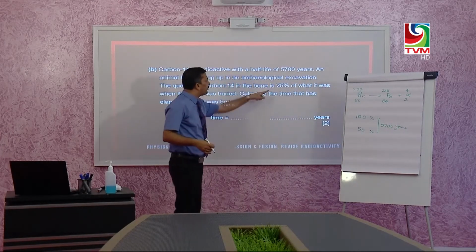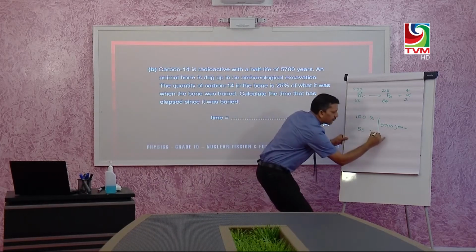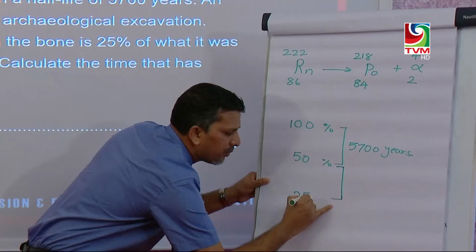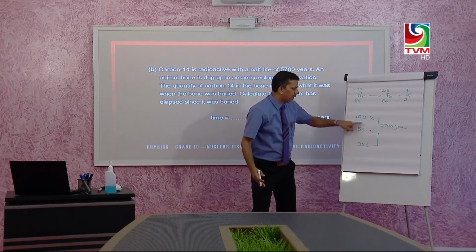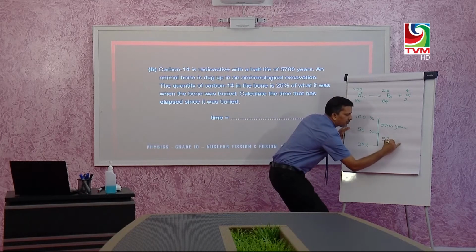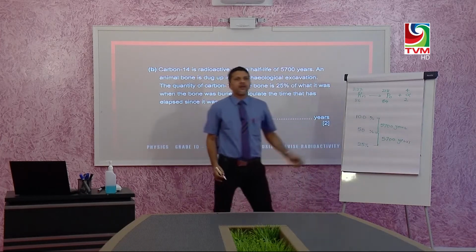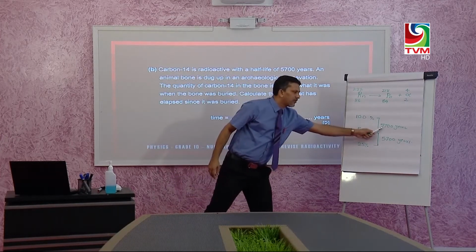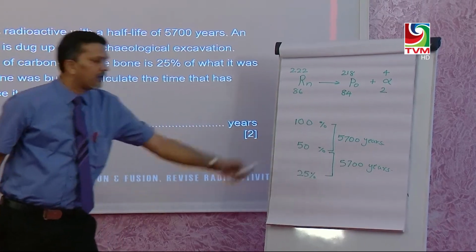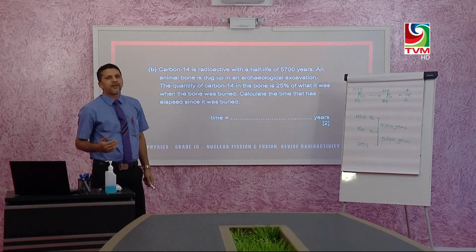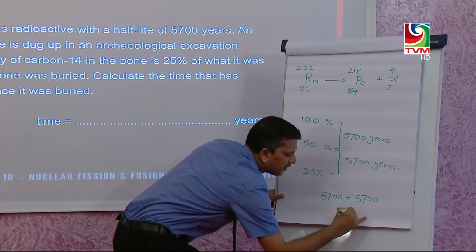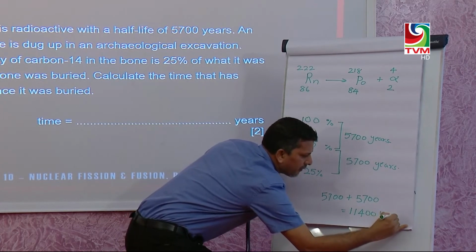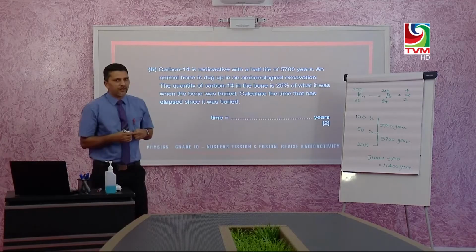Now, at present we have 25% only. So again, half of this one, 25%. So we reached from 100% to 25%. First we fixed 100%, and finally reached 25%. One more half-life, so again 5,700 years. So the total time taken to reach 25% is 5,700 plus 5,700, so 11,400 years. That is the answer. Clear? Understand this one?